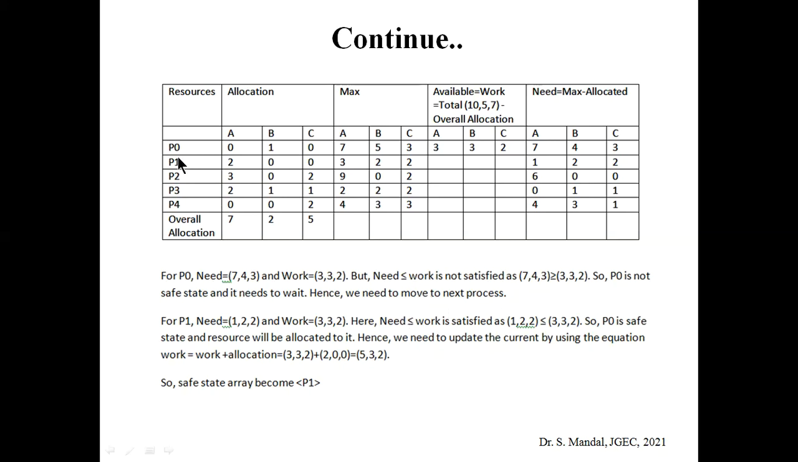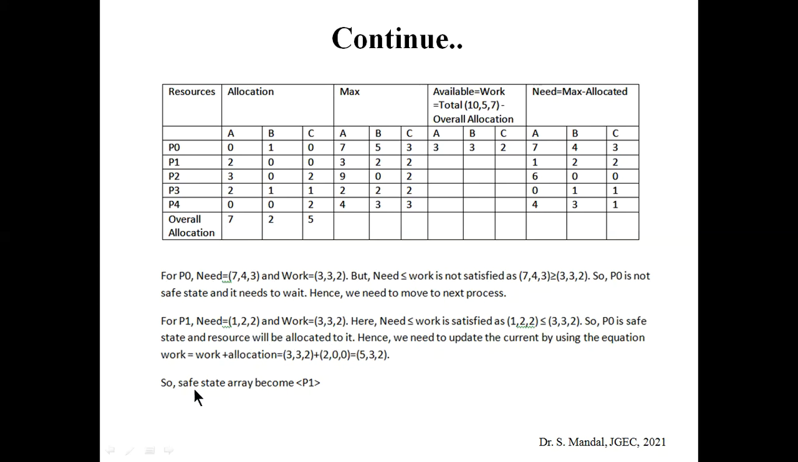Let us consider the P1 process. For the P1 process, the need is already given, 1 2 2, and work is also already there, 3 3 2. Here you can say that 1 is less than 3, 2 is less than 3, and 2 is less than or equal to 2. That means the condition need less than or equal to work is satisfied. So P1 is in safe state and the resources will be allocated to it.